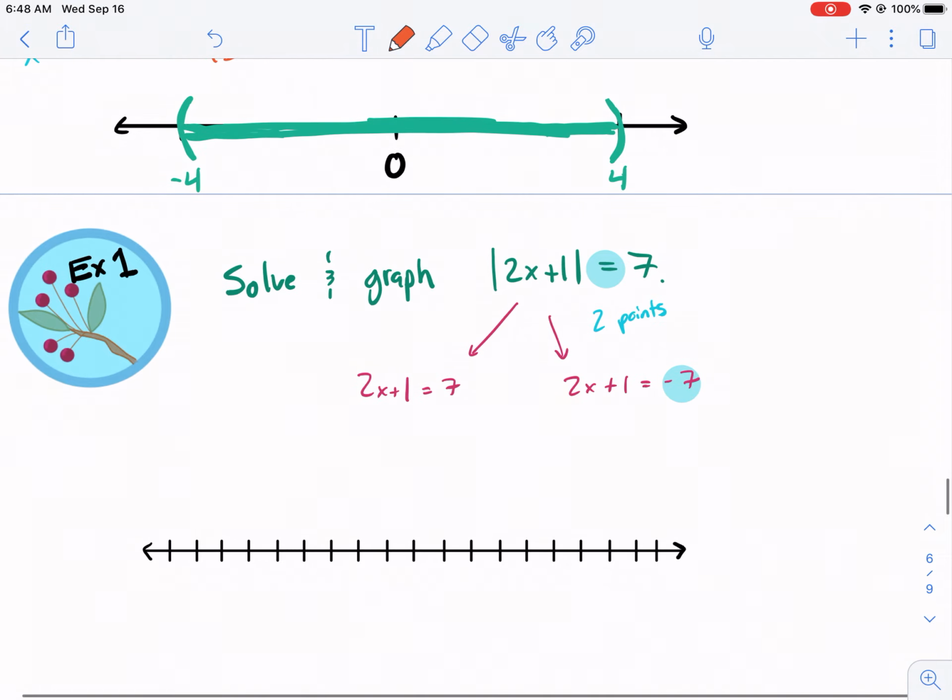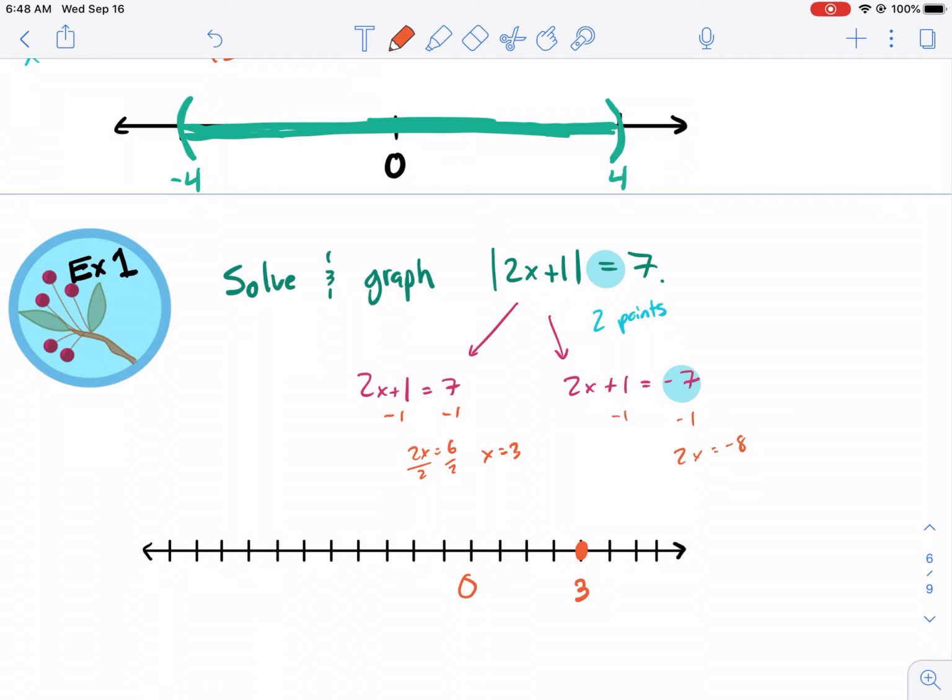All right, so we're going to subtract 1. We get 2x equals 6, and then we divide by 2. We get x equals 3. So we're going to find 3 here. Okay, 3, 2, 1, 0 is here. Okay, and then we're going to solve this one. So we subtract 1, 2x equals -8. Okay, divide by 2, x equals -4.